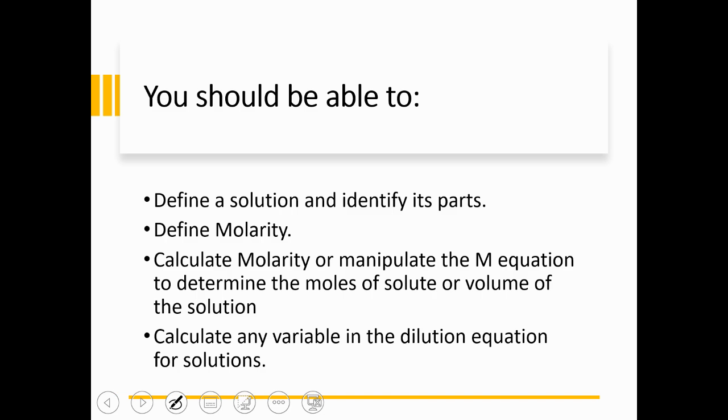So what you're going to have today is taking this equation, M1 V1 equals M2 V2, and using it to solve some problems. Okay. Good luck, and let me know if you have any questions.